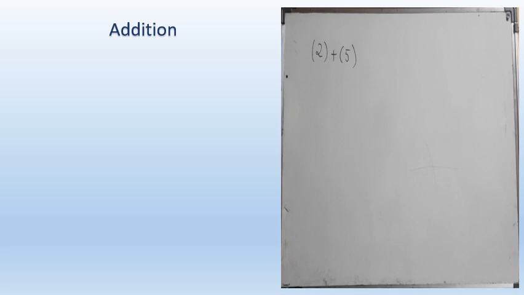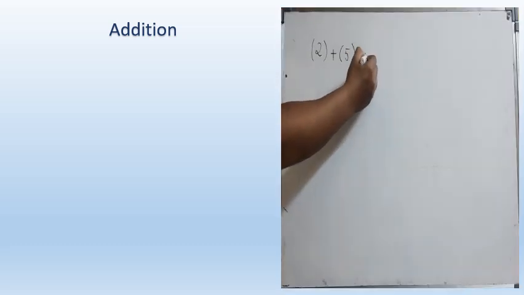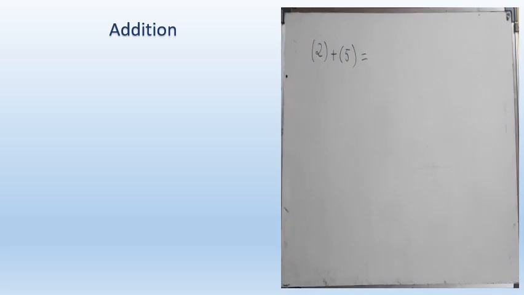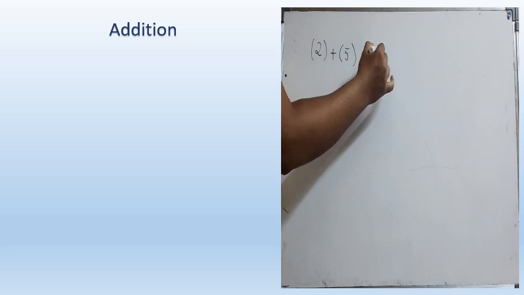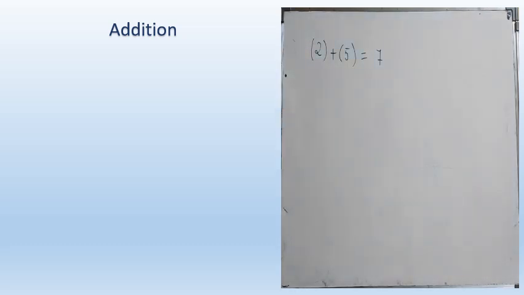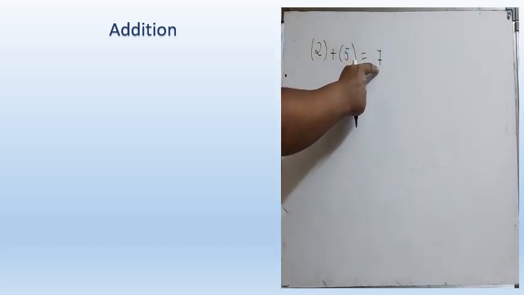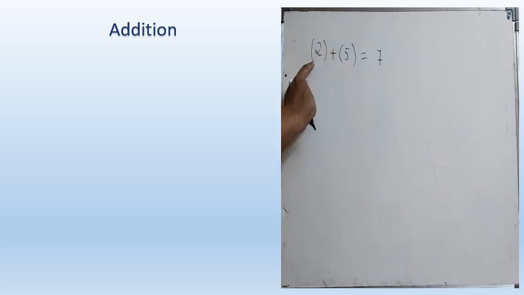So while adding two integers of the same sign, we ignore their sign and add the numbers. So what is 2 plus 5? 2 plus 5 is 7. Then we give the sum obtained the common sign. Here, since it is a positive number, we are not going to write anything.